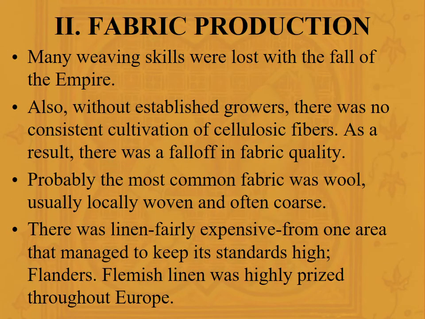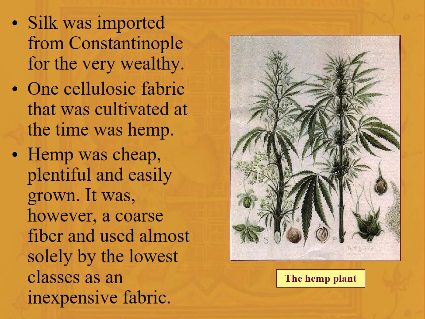So, fabric production, not so great. Many skills were lost. Also, there's no established grower, no one who is consistently cultivating cellulosic fabrics. So you have a fall off in fabric quality. Most of it is wool. Some linen, keep it standard high. In Flanders, Flemish linen was highly prized. We're still getting silk from the East, from the Byzantines, from the Persians. But in Europe itself, not so much.